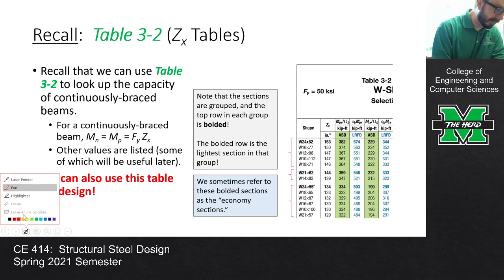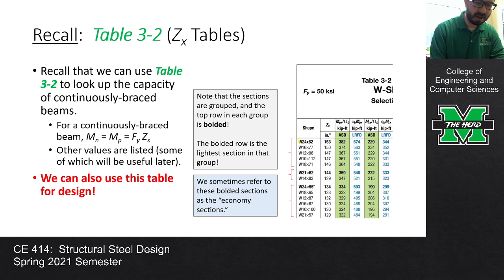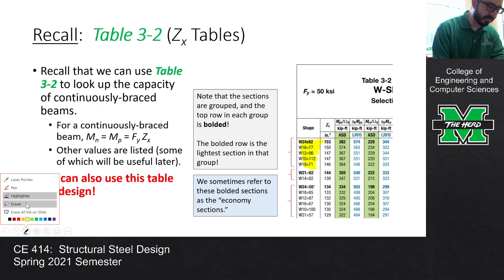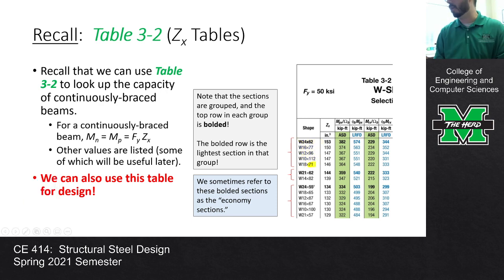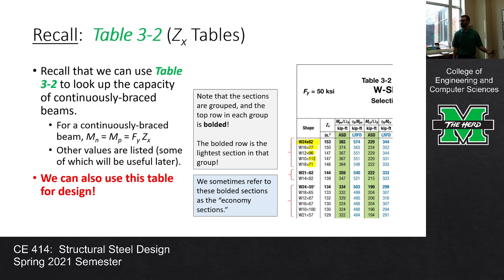So for example, I need to turn my highlighter on, turn that back to red and then turn my highlighter on. If I look at, let's say, this cluster right here, okay? What do I have? I've got a W18 by 71. I've got a W10 by 112. Remember, that second number tells you how heavy it is, 96, 77. And then a W24 by 62. Of those 5 sections, the W24 by 62 is the lightest, okay?